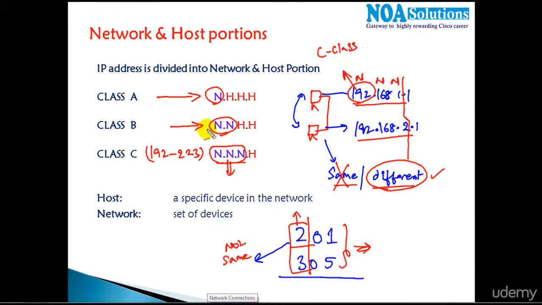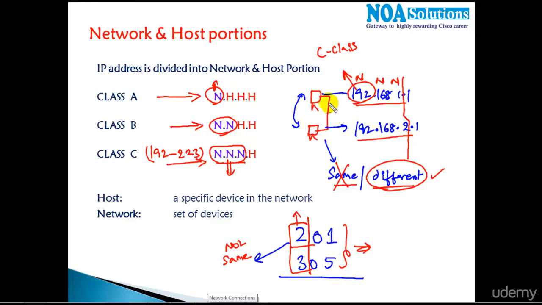Now in case of B class, we need to compare 2 portions, and in case of C class, we need to compare the first 3 portions. So based on that, we need to identify these things. Okay, so network portion, 2 host portions, 3 host portions. So this is how we need to tell.